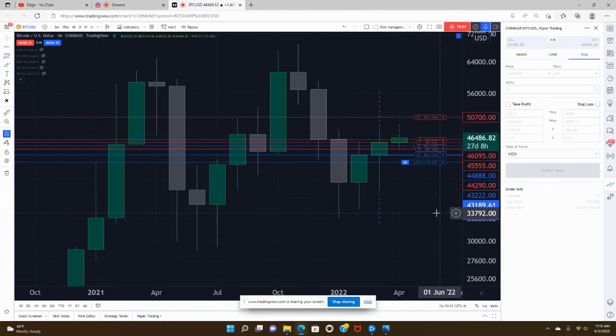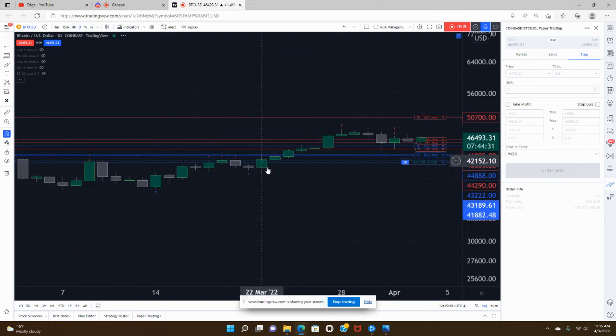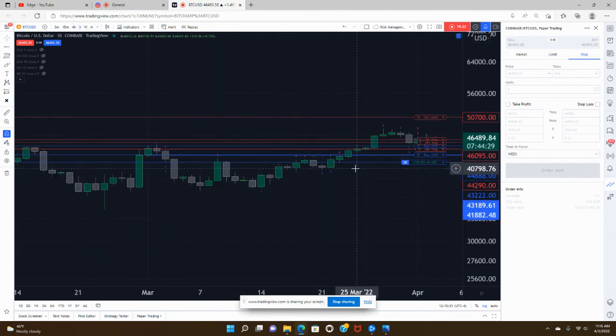If I look at the daily right now, let's say if I want to be long, the first point where I would put an alert would be the daily swing around 40k, 40k 600, something like that. Short term, of course, but that would ring a bell to me.